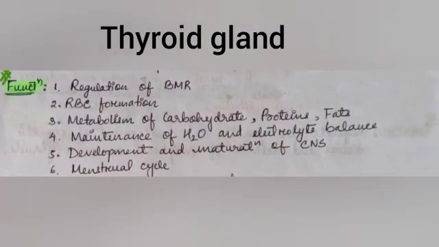The third one is about the thyroid gland. The first 4 functions and the sixth one is given in the book itself, but the fifth one is given in the summary portion, that is development and maturation of CNS.